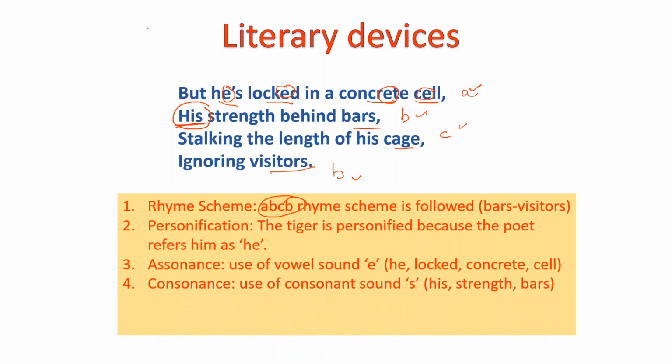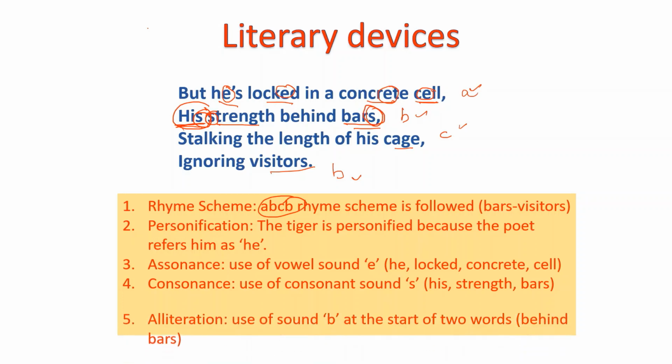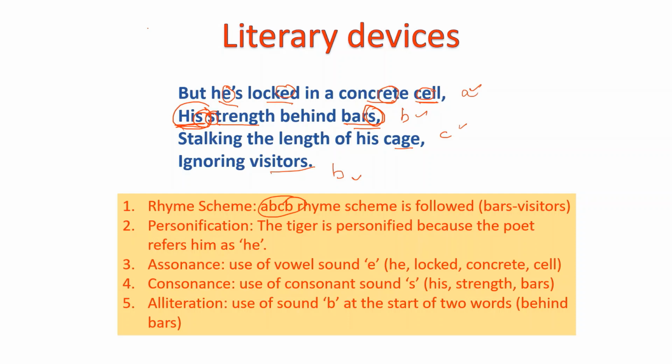The next literary device is consonance. Consonance is repetition of consonant sound. In his, strength, bars, there is repetition of consonant sound S. So because of repetition of S sound, the literary device of consonance is used over here. The last literary device over here is alliteration, and alliteration is the sound of the beginning of the words: behind bars. इन दोनों words की beginning किस sound से हुई है? B sound से. So because of B sounds in the beginning, this is alliteration.